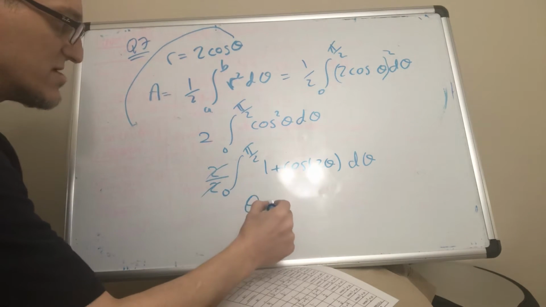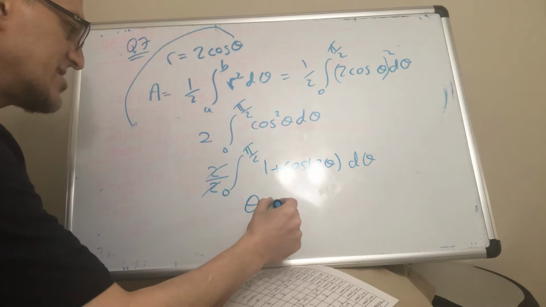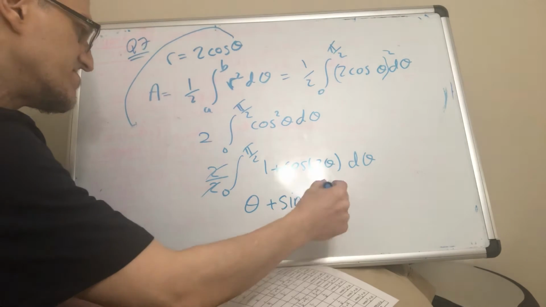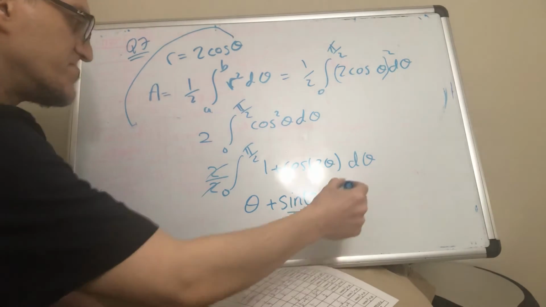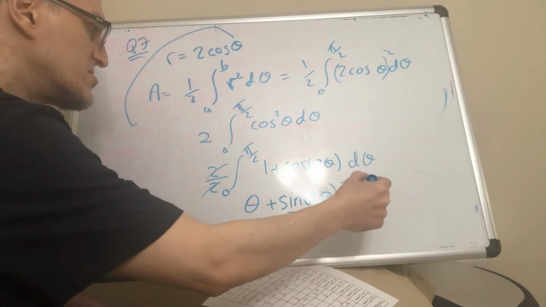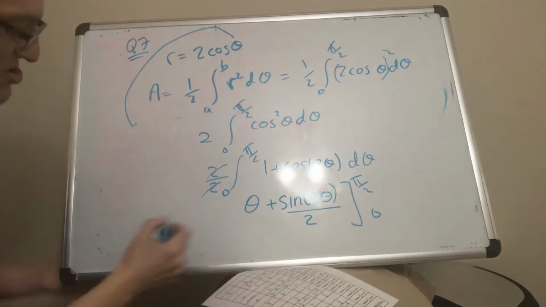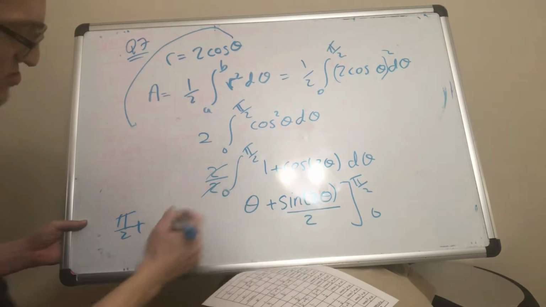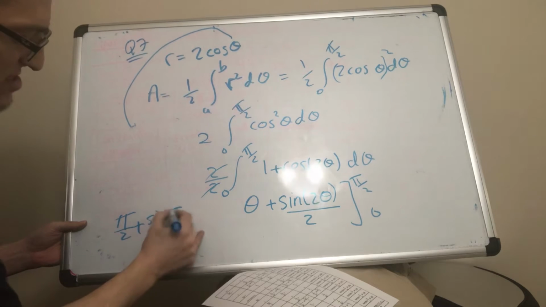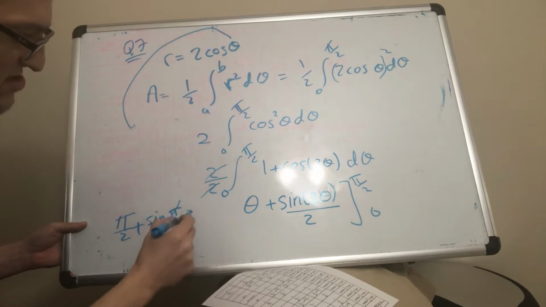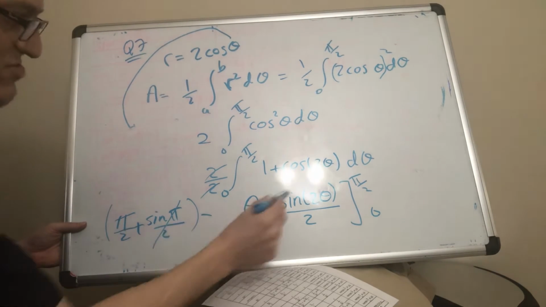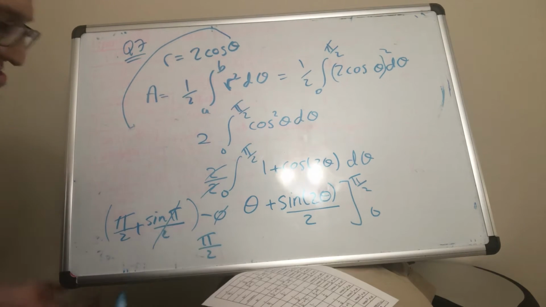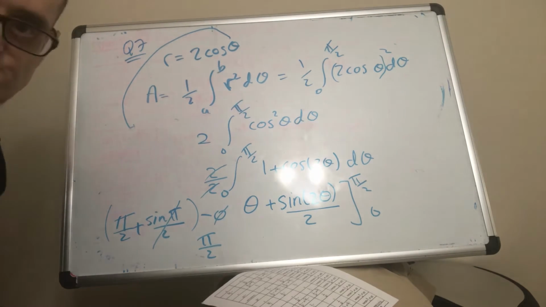The integral of 1 is theta. The integral of cosine is sine 2 theta over 2. And the limits are pi over 2 and 0. You plug in pi over 2, so here will be sine pi, but that's 0. And when you plug in 0, it will be 0 everywhere. So the answer for the question is pi over 2.